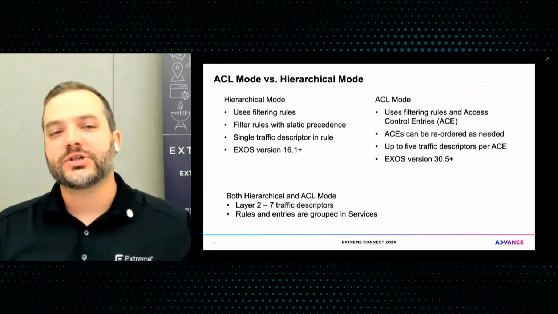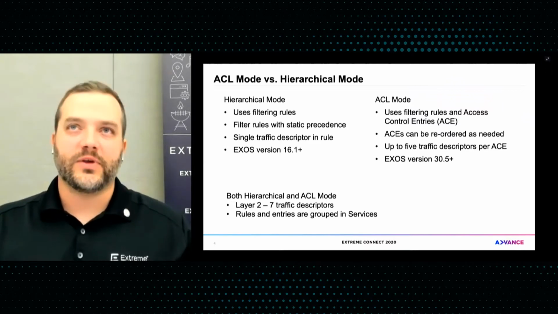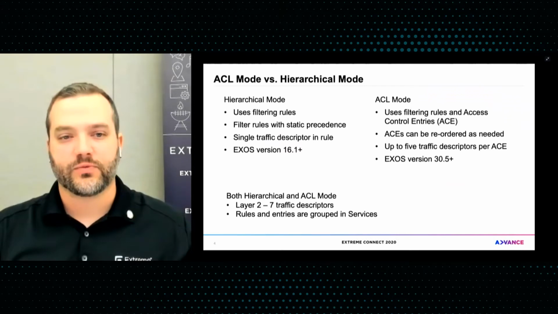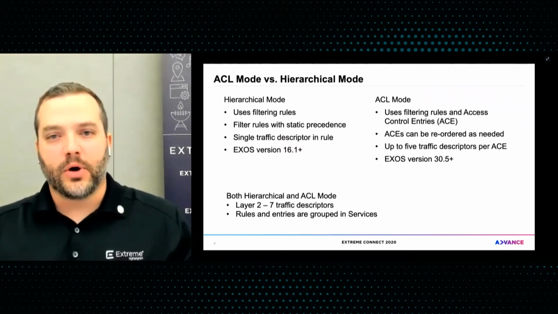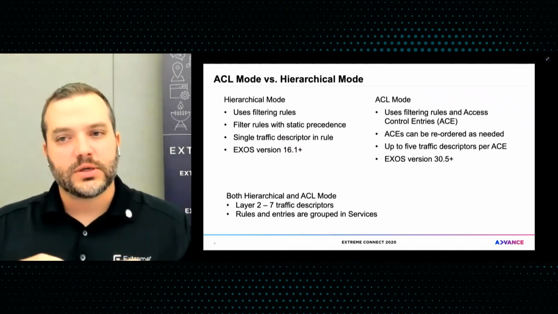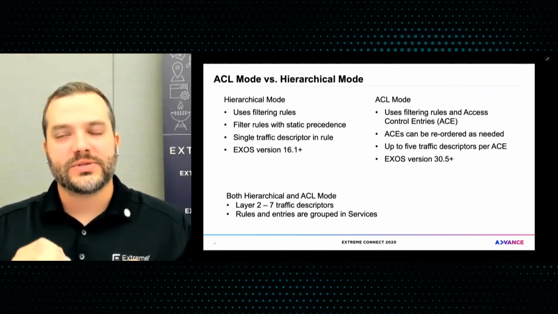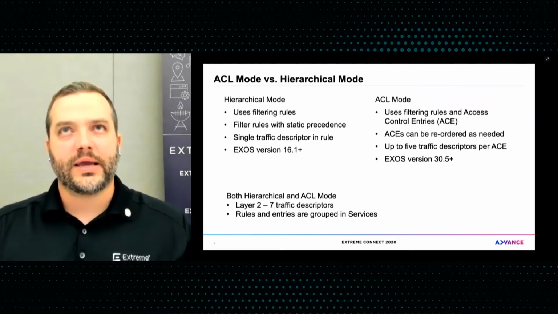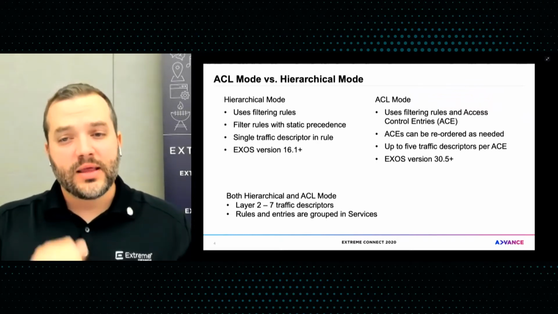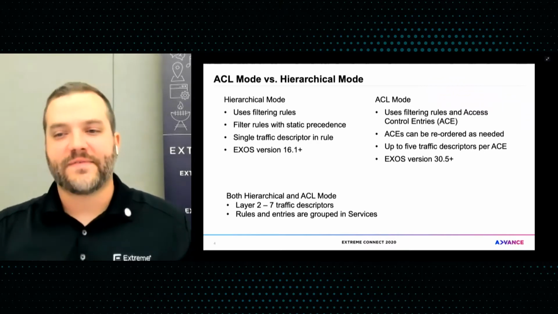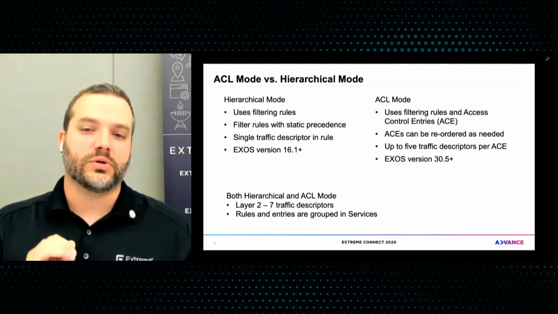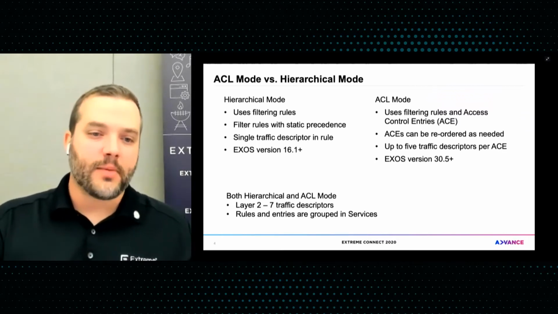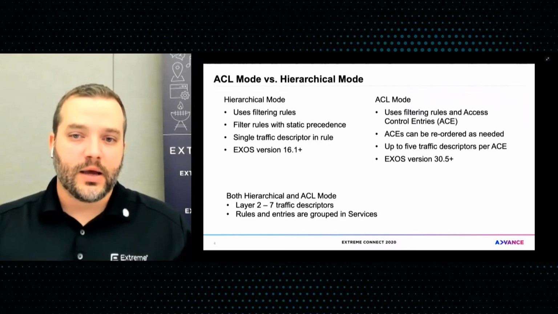And this is your standard filtering-based rule where you have certain individual single traffic descriptors that define your policy rule. With the ACL mode, you can still use those standard filtering rules, but we also have the ability to use at the same time this access control entry, or an ACE, to add extra flexibility in that descriptor. The benefit here is that you're able to use 5 different traffic descriptors per access control entry. This is supported in XOS version 30.5 and newer, and you're going to be seeing a lot more of this as we move on here at Extreme.